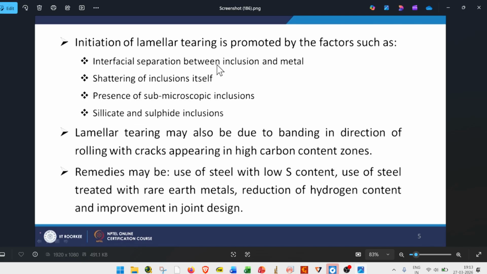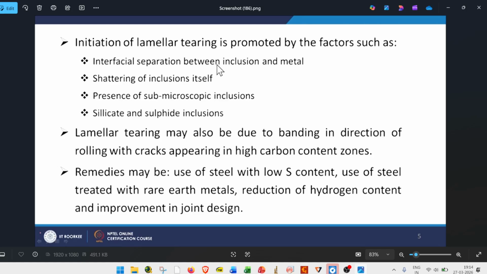Okay, so initiation of the laminar tearing is promoted by factors such as the interfacial separation between the inclusion and metal, shattering of the inclusion itself, and the presence of submicroscopic inclusions, and silica and sulfate inclusions. Because of these inclusions, the cracks will generate and propagate. The laminar tearing may also be due to bonding in the direction of the rolling, with cracks appearing in high carbon content zones.